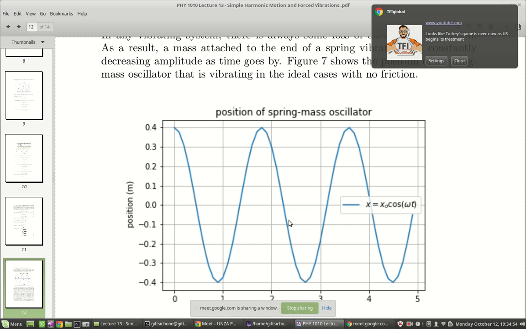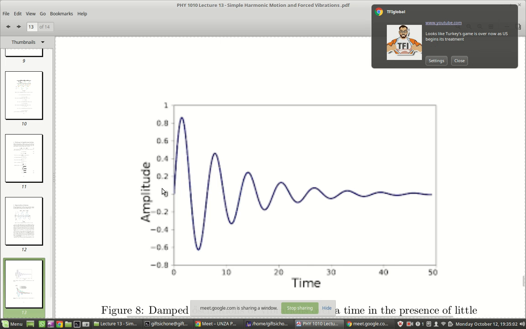Okay, this situation happens because there is friction between the mass and the floor on which it's passing. On the surface on which the mass is moving, there's a small amount of friction, and that is a friction which leads to loss of energy.